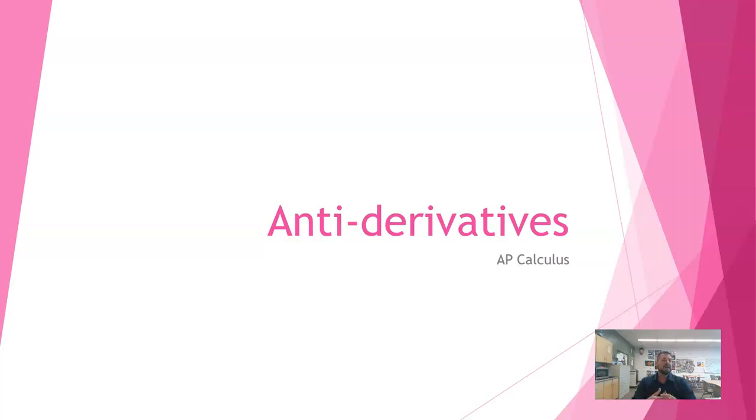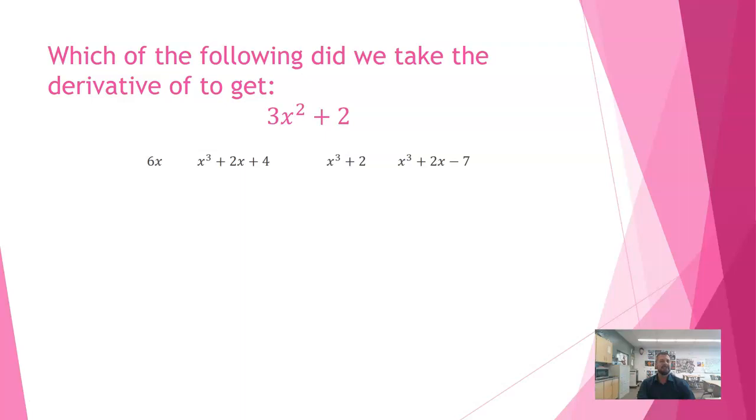What we're going to be talking about today is an introduction to a slightly different idea that's going to take us in a different direction. And what we're going to be talking about here are what are known as antiderivatives. Now, if I were to ask you, it's kind of like a multiple choice question, what did we take the derivative of to get 3x squared plus 2?